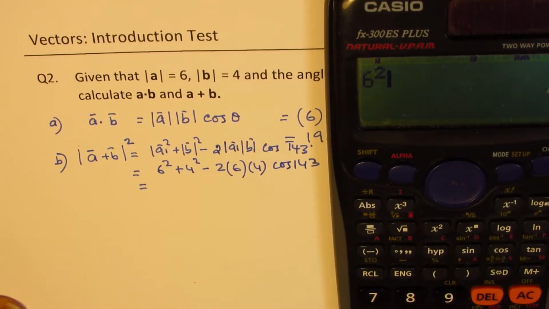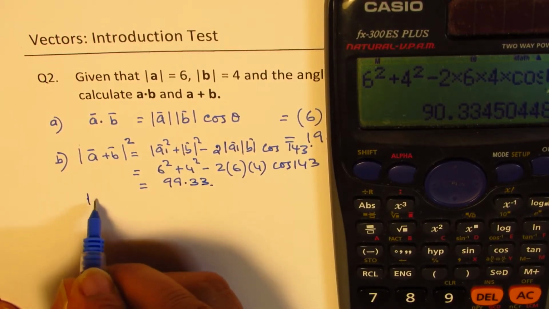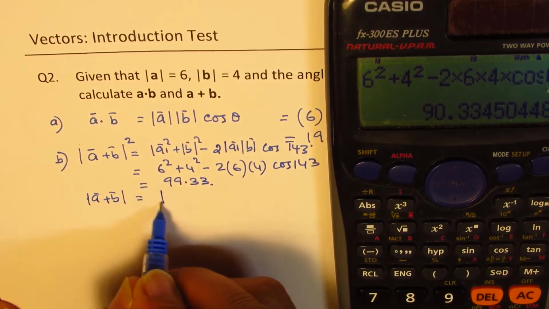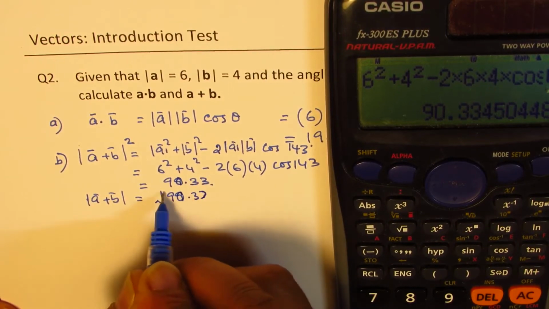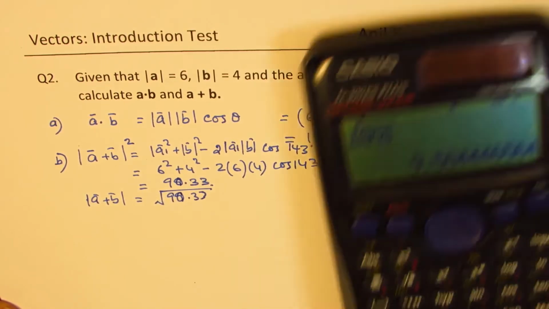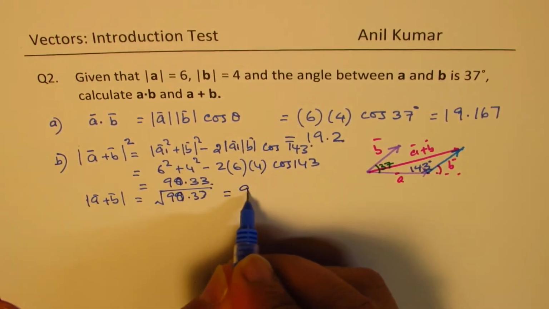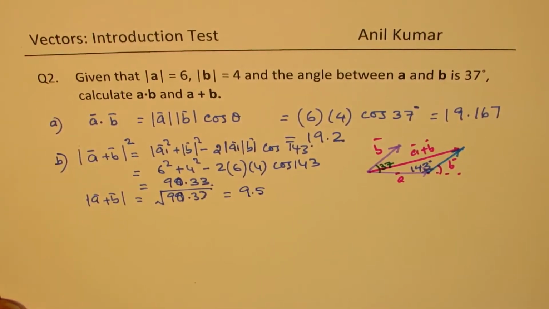So we get 6 squared plus 4 squared minus 2 times 6 times 4 times cos of 143, which is equal to 90.33. So the magnitude of A plus B is going to be the square root of 90.33. So let's take the square root of our answer, and that gives you 9.5. So the magnitude of A plus B is 9.5, right?